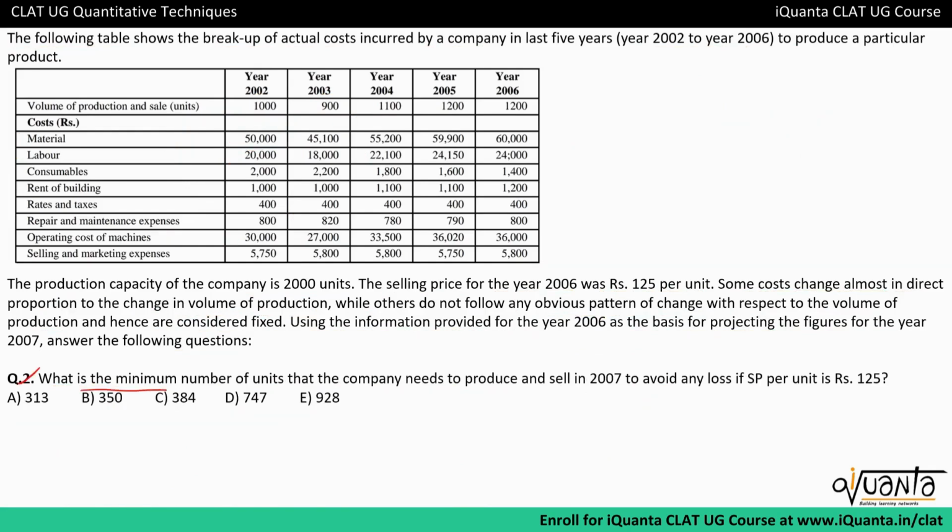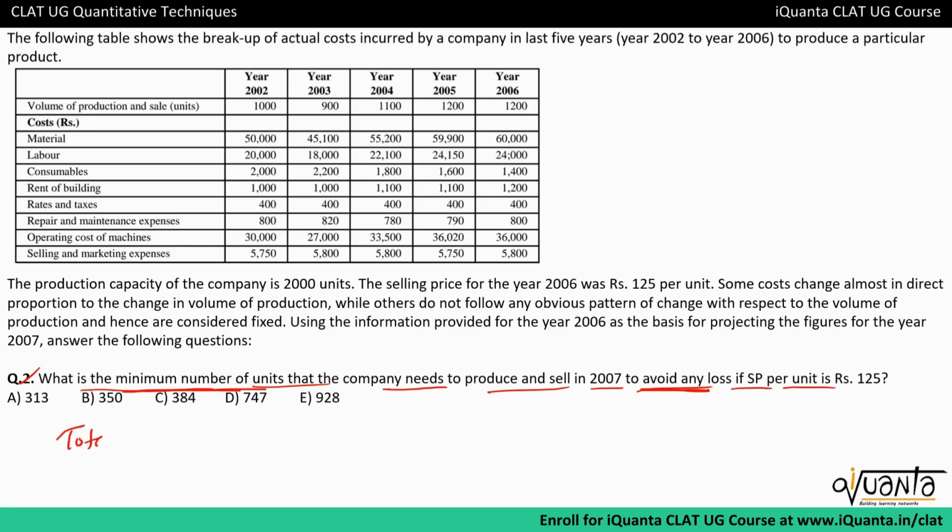Second one is, what is the minimum number of units that the company needs to produce and sell in 2007 to avoid any loss if SP per unit is rupees 125. So SP has been given as rupees 125 per unit. We need to avoid any loss. That means there should be no loss, and we are looking for the minimum number of units.